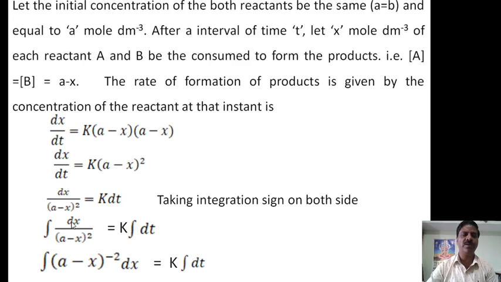Therefore, integration of dx divided by (A minus x) square equal to k, where k is the constant, should be taken outside the integration sign. Therefore, integration of dt. Then you have to modify this equation for our convenience. The denominator is converted into the numerator. Therefore, integration of (A minus x) to the power of minus 2 dx equal to k into dt.